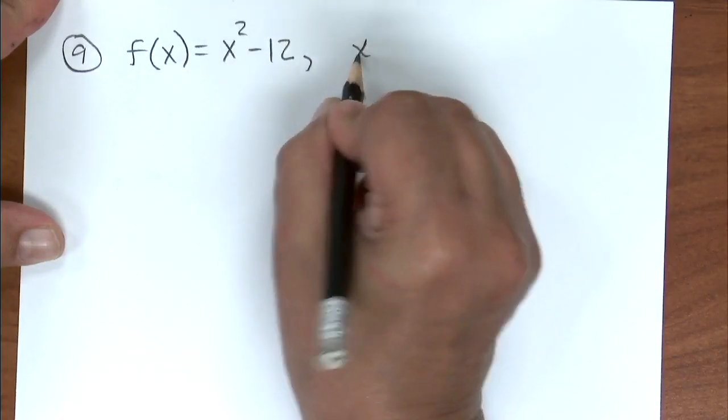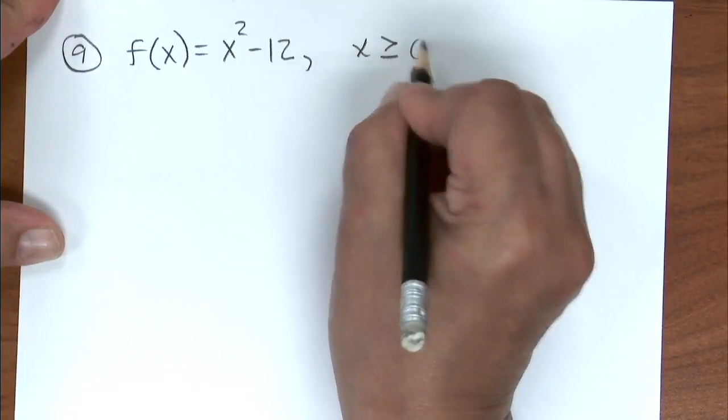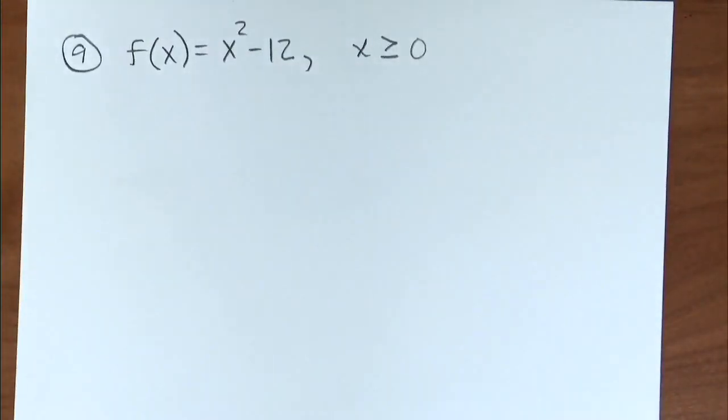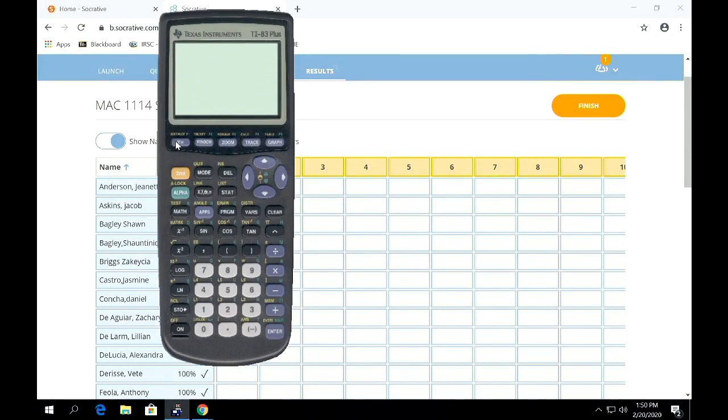Look, they made a little restriction here for you, and I want you to think about why they did this restriction. If I was to put that in my calculator, x squared minus 12, get your calculator real quick, I think a lot of you know that it's a parabola. Do you know that it starts down at negative 12? I want you to look at this graph the way it is without the x being greater than or equal to 0.